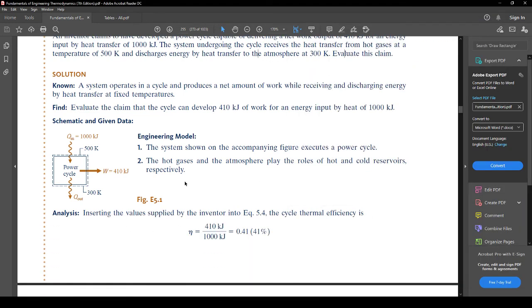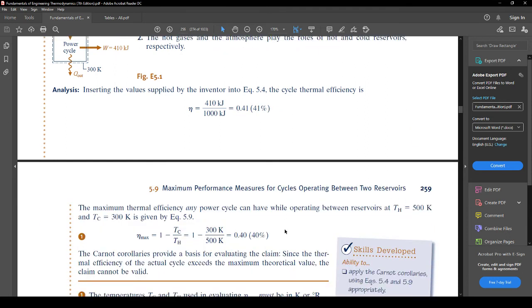Let's see if that's the answer they get here. As you can see, they follow it down. The first thing they do is insert their values into the eta equation, which is work over Qn. So we get 41% here. Now let's move down. The maximum thermal efficiency any power cycle can have while operating between two reservoirs at TH and TC, 300 and 500, is eta max equals 1 minus TC over TH. If you plug those in, you get 40%.